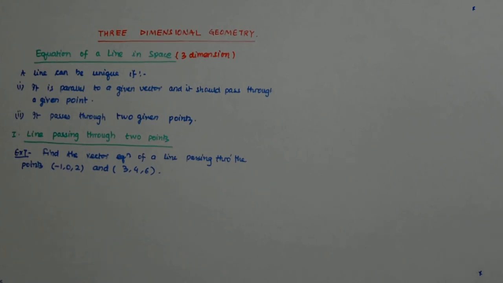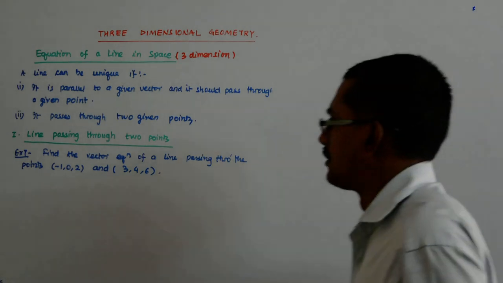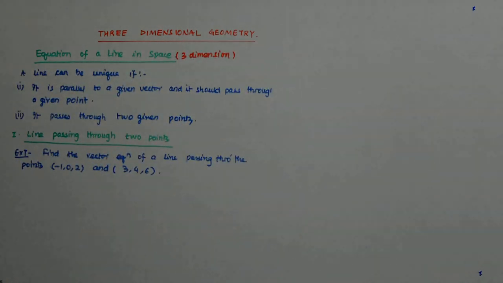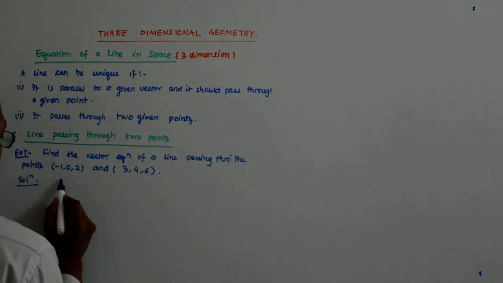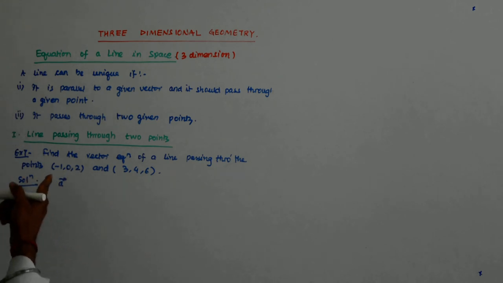So let us do a question on this line passing through two points. Okay, so we are given the two points like this. I consider one of them as A and the other as B. So let me consider A. What is the vector corresponding to these points?